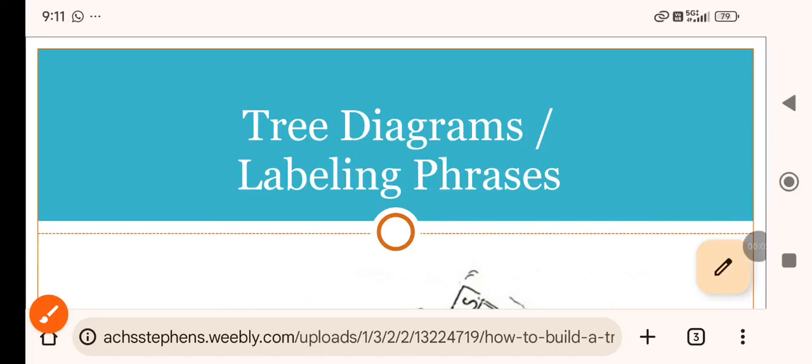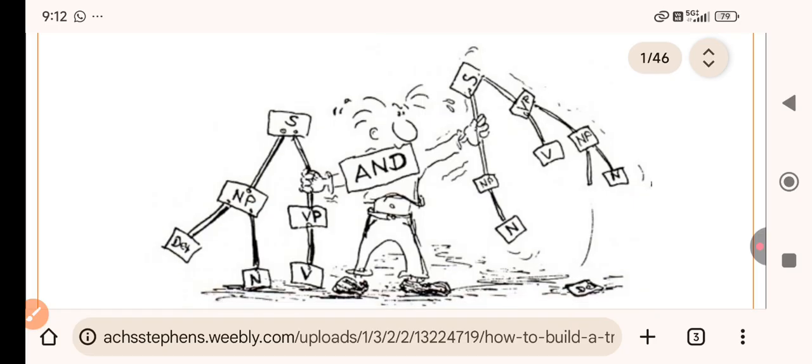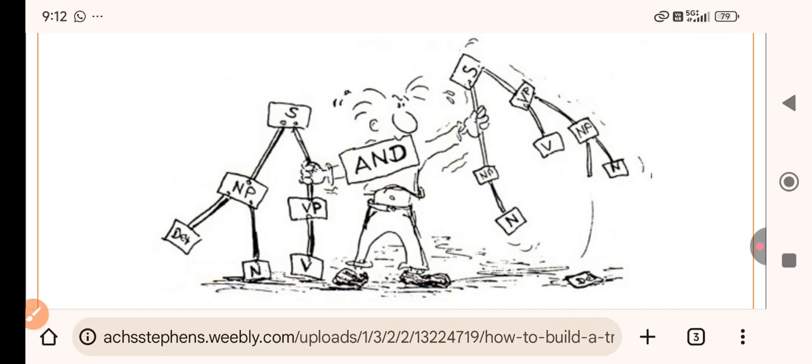Hello students, here I'll discuss tree diagrams or labeling phrases. First of all, we would start with this very good diagram. This is the picture where a person is speaking two sentences, one sentence and on the other hand another sentence.